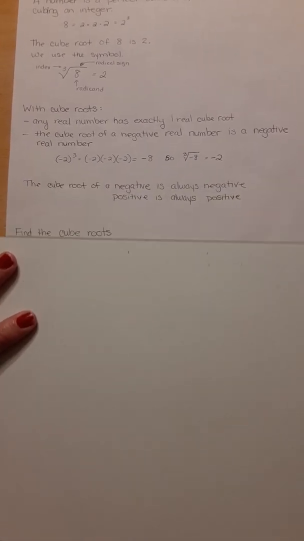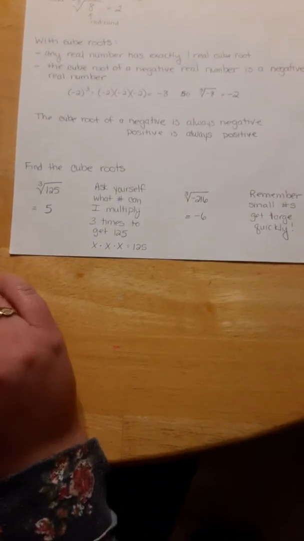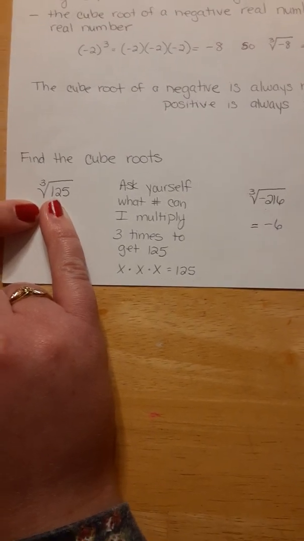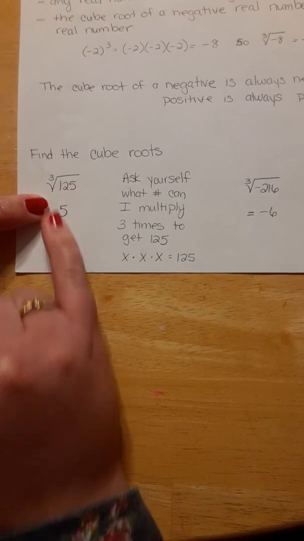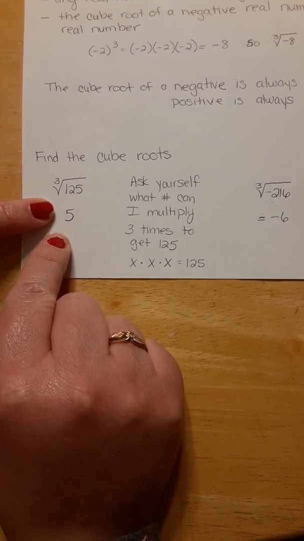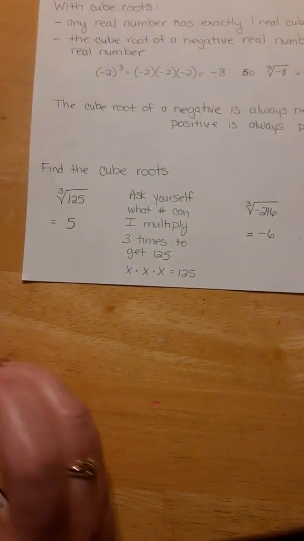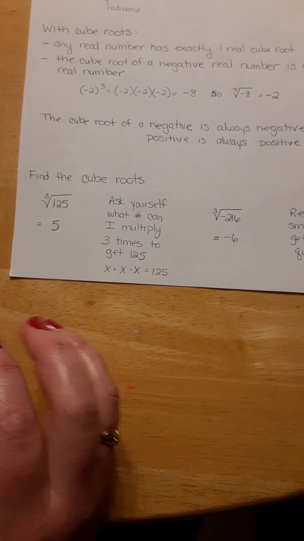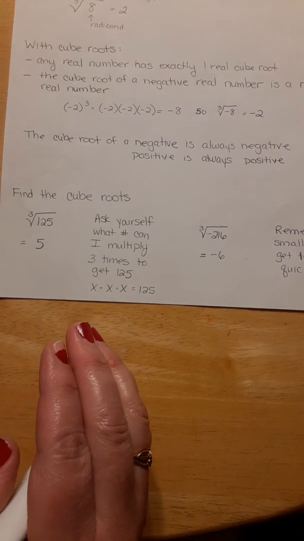So here we go. I want to find the cube root of 125. What I'm going to do is ask myself, what whole number can I multiply by itself 3 times to get 125? We want to start small because it multiplies quickly. We know 2 gives me 8, so that's out of the question.